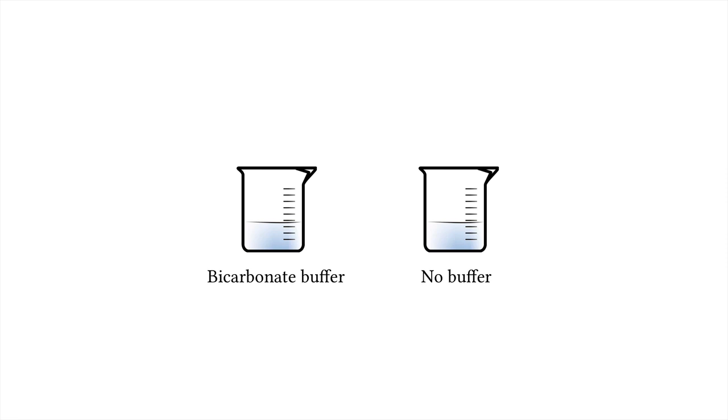Well, what did you see in the experiment? You should have noticed that the solution with the bicarbonate buffer didn't change color as the acidic vinegar was added to it, but the other one without the buffer did. That's because the bicarbonate buffer works to resist pH changes. So even though acid was added to its solution, the pH didn't change much because the buffer resisted that change.